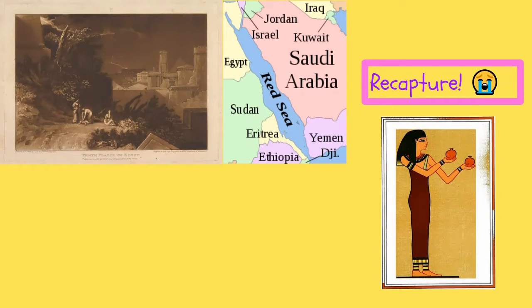After the 10th plague, Pharaoh allowed the Jewish people to leave Egypt. However, he soon ordered his army to recapture them. That's when, according to Jewish texts, the Red Sea split in half. It let Moses and the Jews through, and then crashed down on the Egyptians' land.